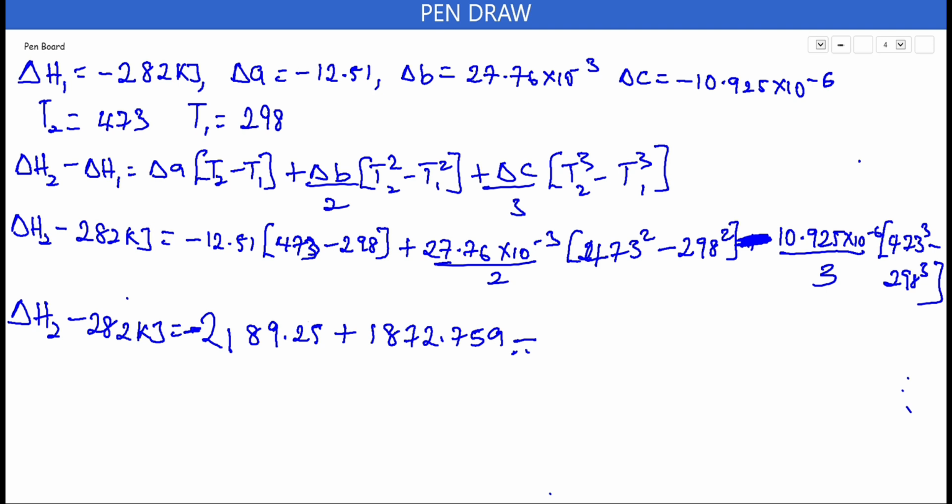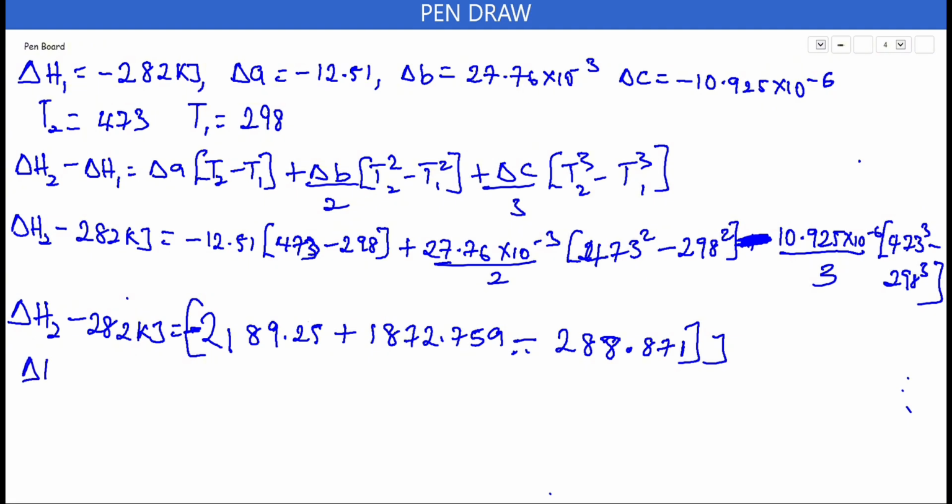Good. So minus, the next thing we are having is 10.92 times 10 raised to power of minus 6. Don't forget we are dividing it by 3. Then open your bracket, we have 473 raised to power of 3, then minus 298 also raised to power of 3. Then remember to close our bracket. So what we have here is minus 288.871. So this is what we have here. But don't forget that this is in joules.